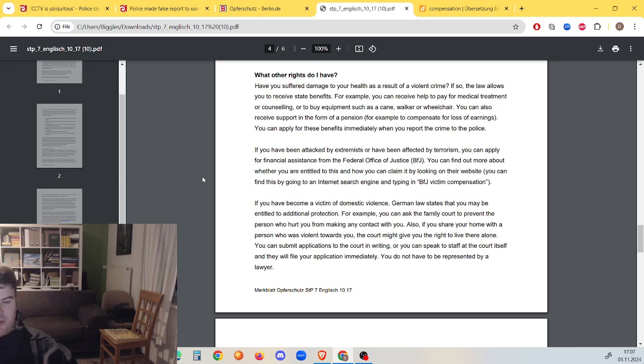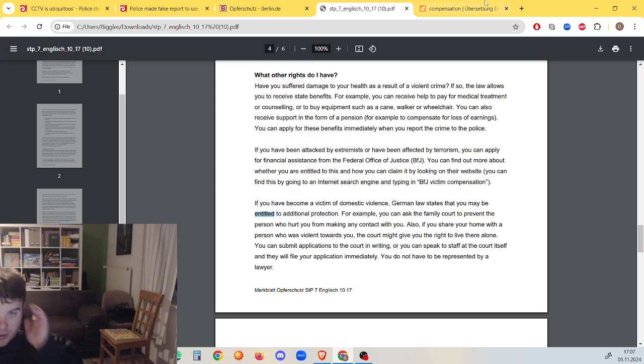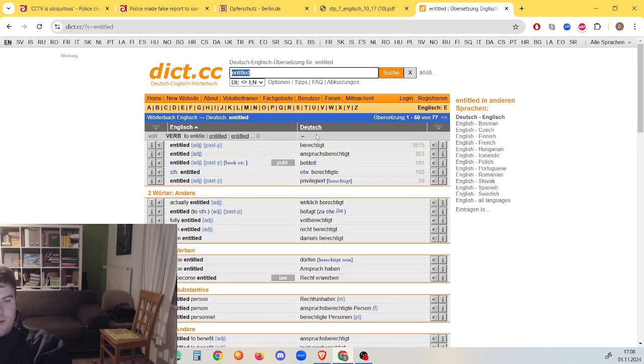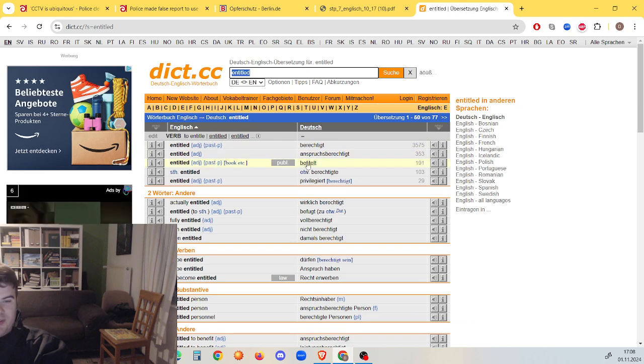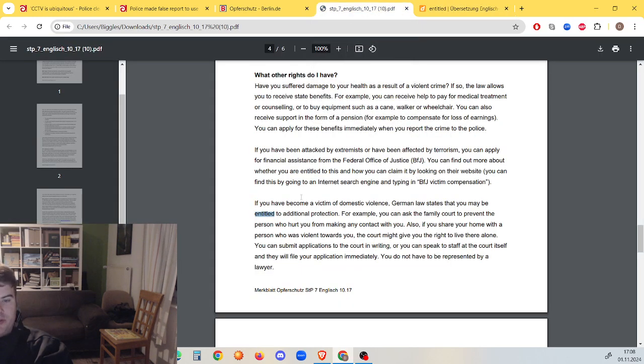If you have become a victim of domestic violence, German law states that you may be entitled to additional protection. Entitled, this is definitely a fancy word. Let's look it up really quickly. I think I know it, but I want to be sure. Yeah, berechtigt. Betitelt, privilegiert, not really. But entitled, berechtigt is the word that I knew from this. So what rights you have to that you are able to gain. So, German law states that you may be entitled to additional protection.